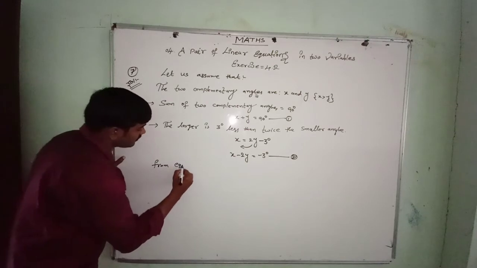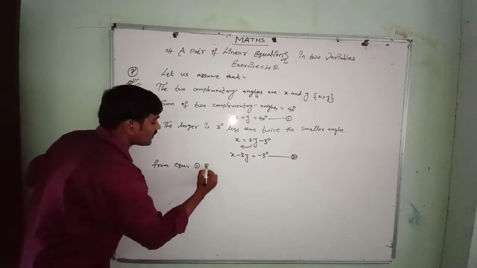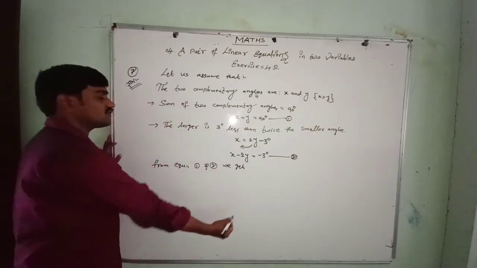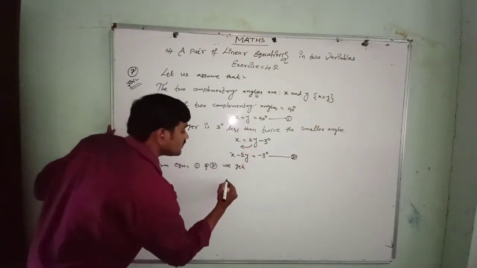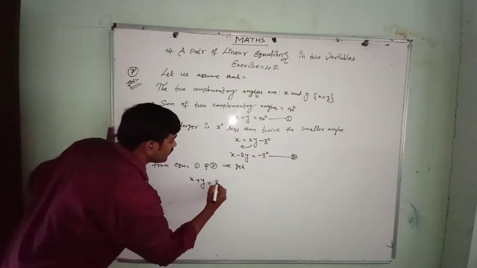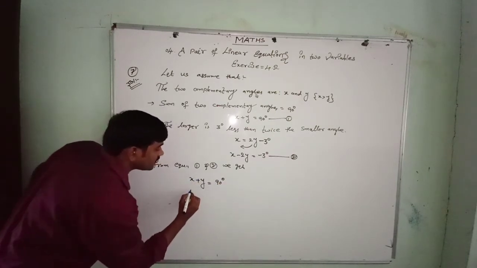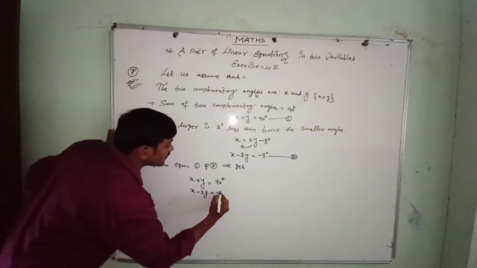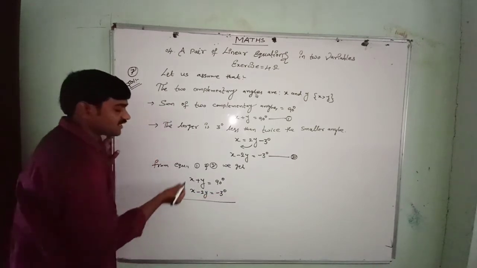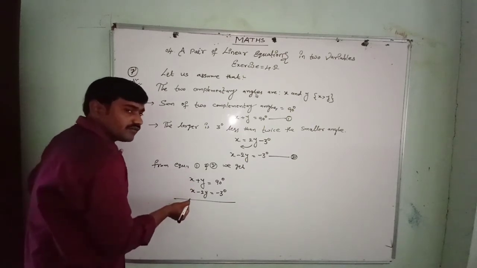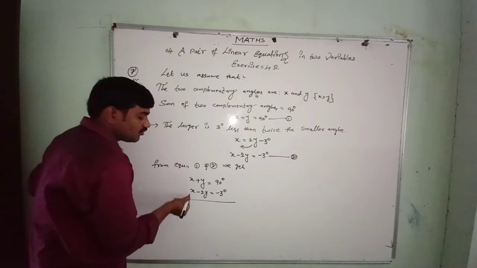From equation numbers 1 and 2, let us see. From the elimination process here, x plus y equals 90 degrees, and x minus 2y equals minus 3 degrees. See that the x coefficients are already equal. So which shall be cancelled now? We can't, because both are positive.